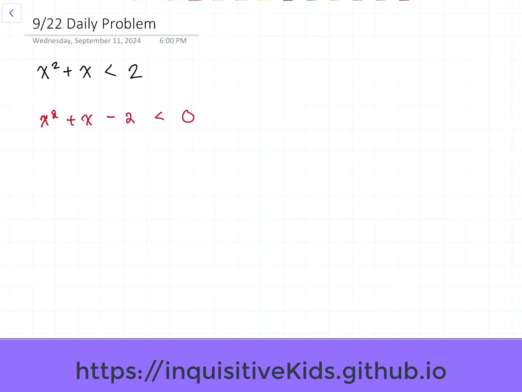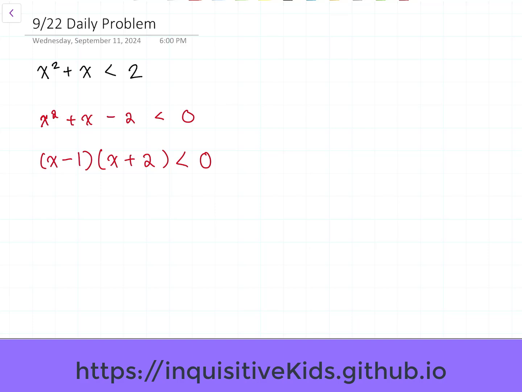Now we can immediately factor. And we can factor this into negative (x minus 1) times (x plus 2) is less than 0. So we know that the product has to be negative. And in order for something to be negative, we know that one of them has to be less than 0 and the other one has to be positive.